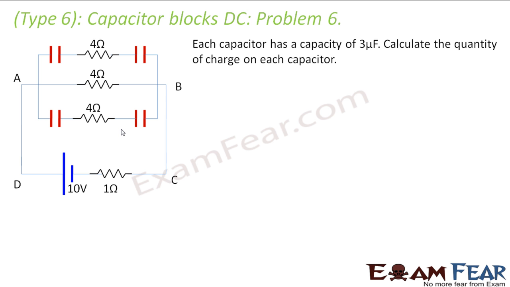Now let us look at yet another type of problem which is based on the concept that a capacitor blocks direct current. This is an important thing to remember, that a capacitor never allows direct current to pass through it. It only allows alternating current to pass through it. Why is it so? That's because a capacitor offers infinite impedance to direct current.